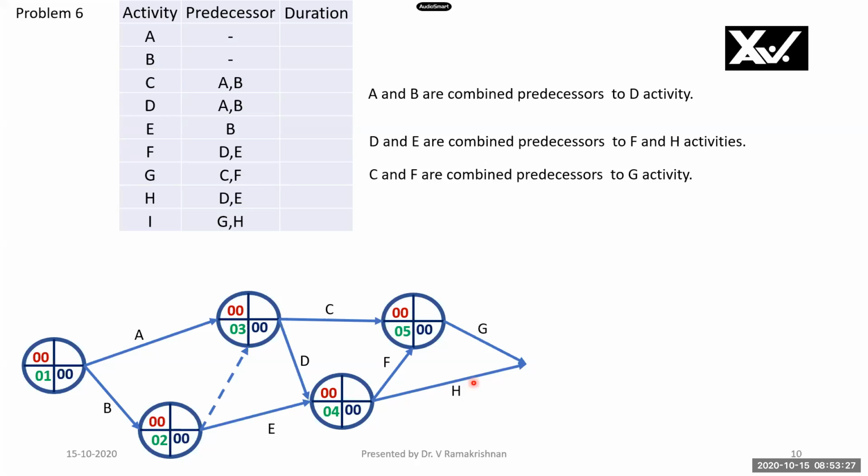H has predecessors D and E. So I has predecessors G and H. Therefore, I'm drawing it to complete the project network.